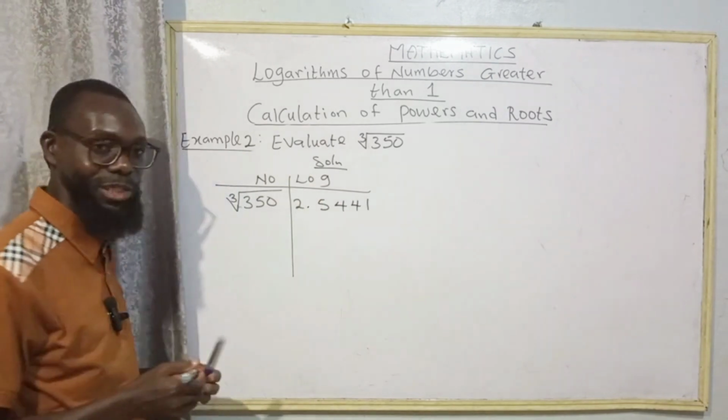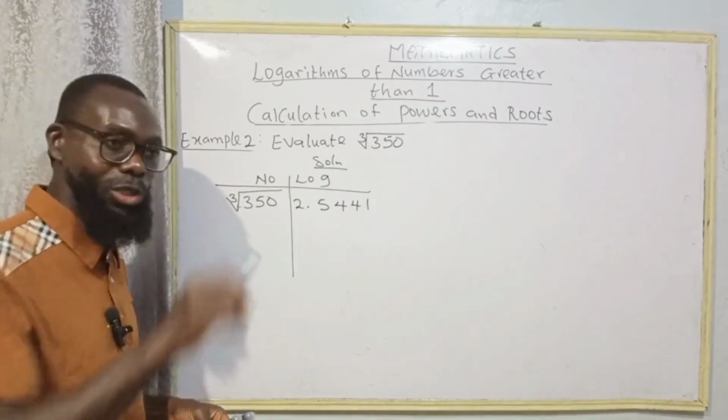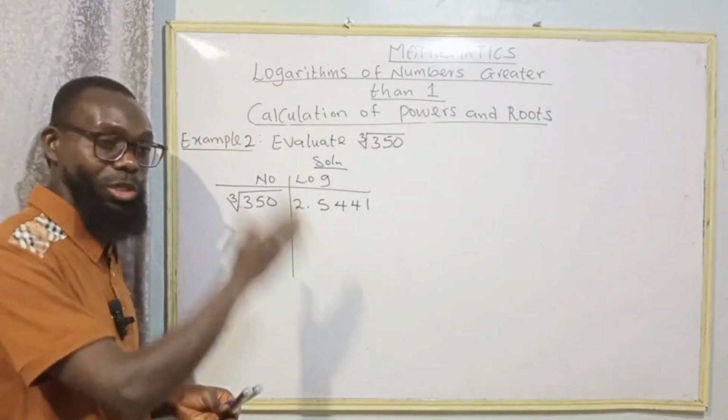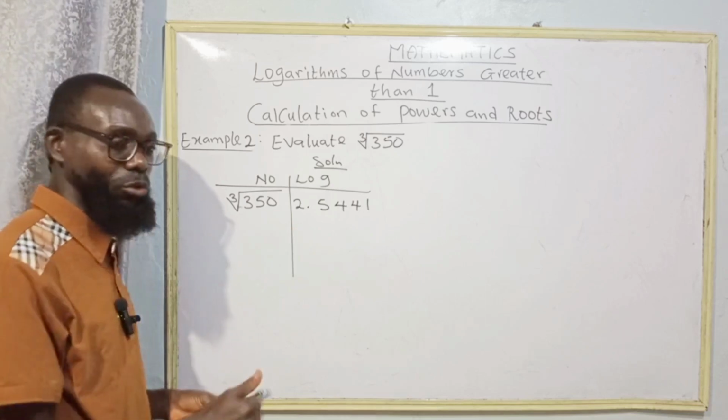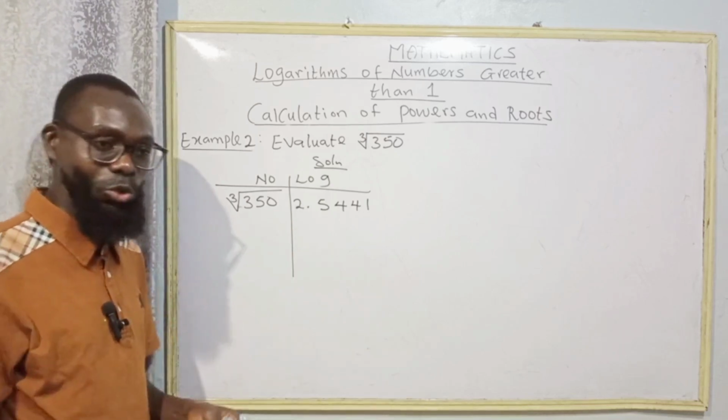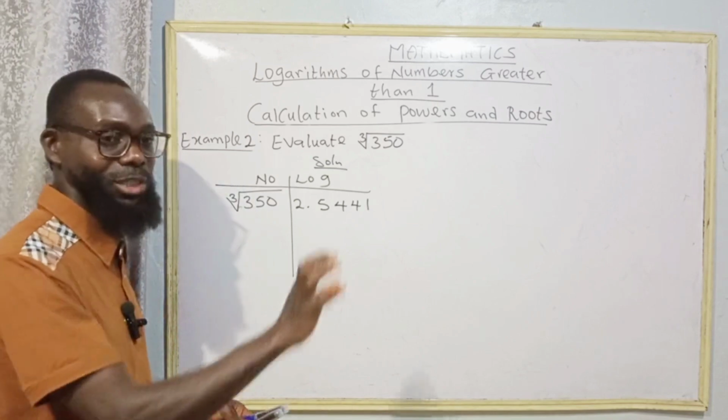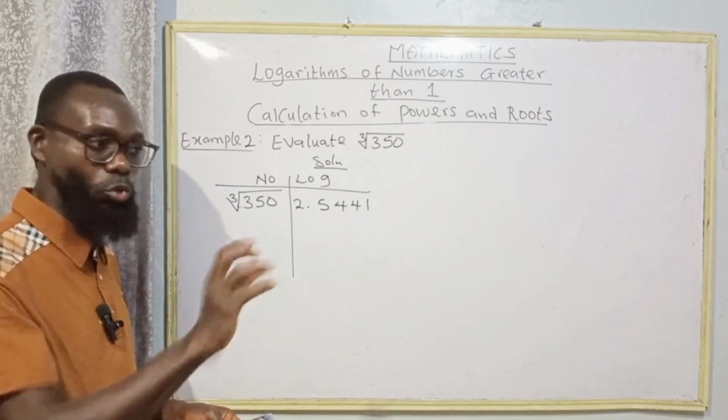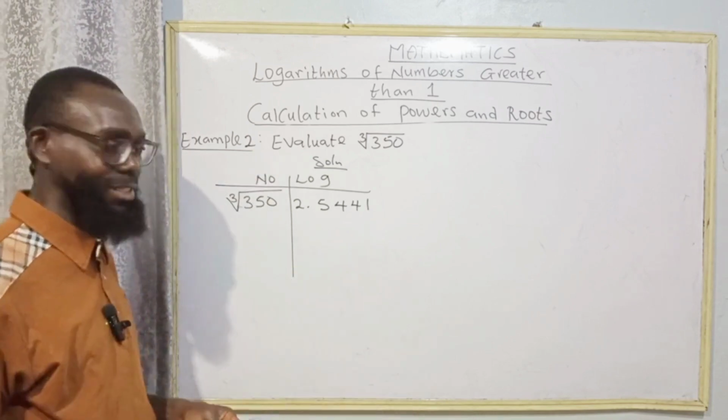Please, when you are checking your logarithm, always look at the title at the top, logarithm or anti-logarithm, so that when you solve the previous one, you don't go and check it directly. You must make sure you check the subtopic to know if it is logarithm or anti-logarithm.